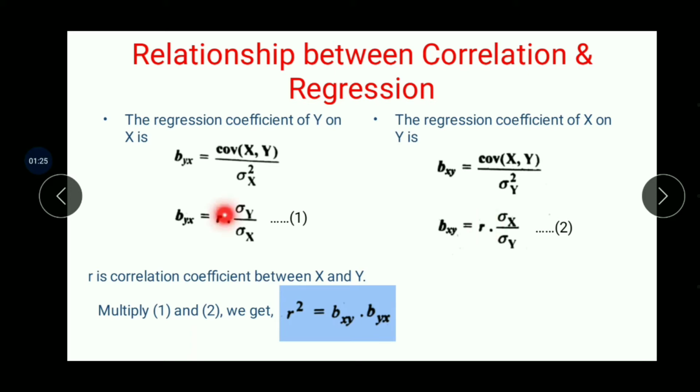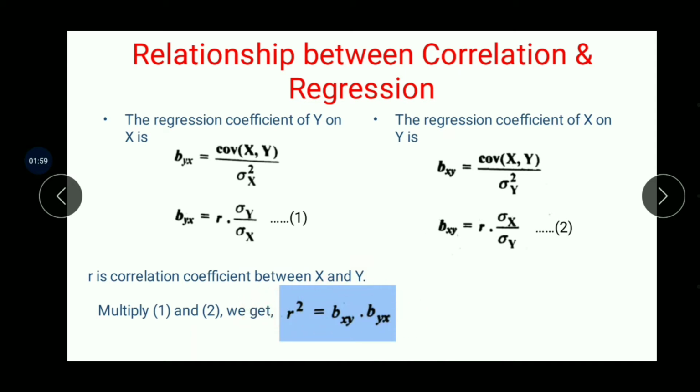r is the correlation coefficient here. I named this equation 1, and this equation 2. When you multiply equation 1 and 2, you get r square equal to, because this sigma y will be cancelled with this sigma y, and this sigma x will be cancelled with this sigma x, we'll be left with r square equal to bxy into byx. And this is the relationship between the correlation coefficient and the two regression coefficients.